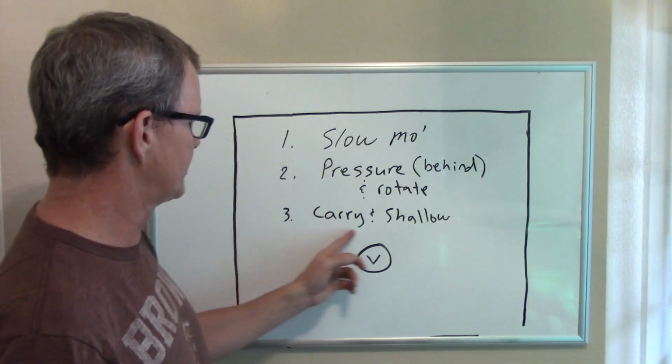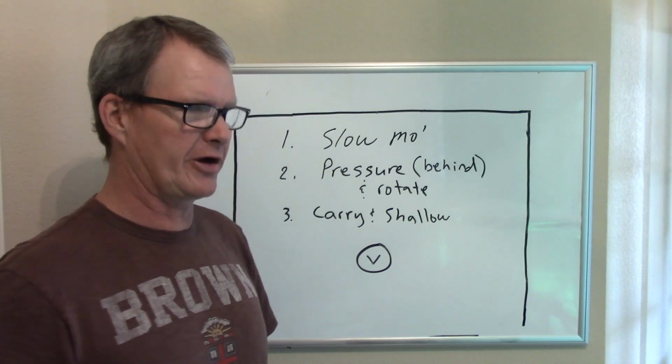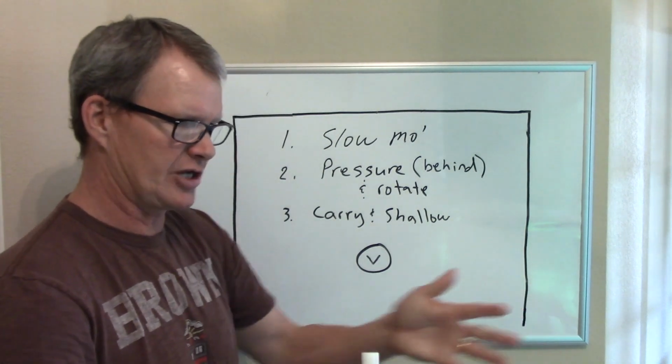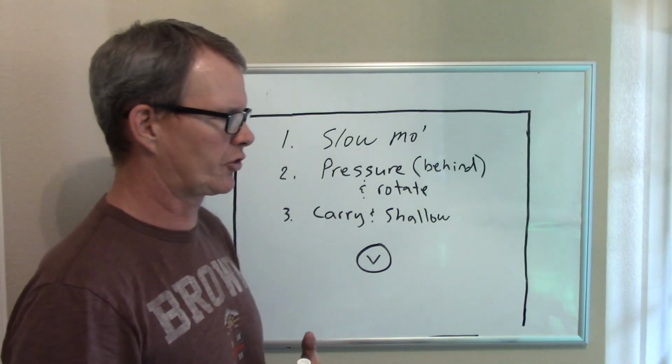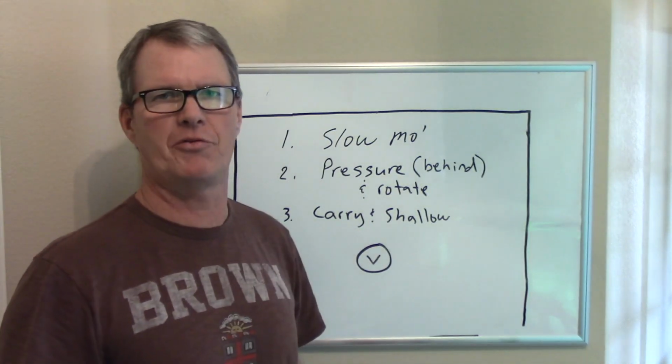And then the third piece is start creating some movement. Make ball carriers carry, make the adjacent shallow cut, and it will create a much more dynamic environment for both sides of the ball to develop.